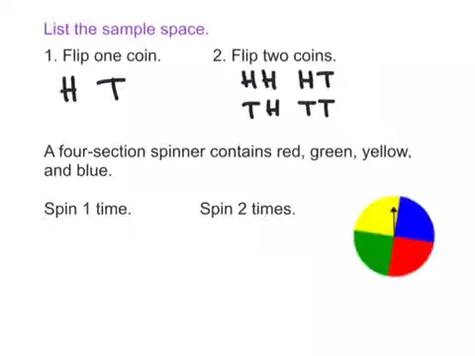A 4-section spinner contains red, green, yellow, and blue. What if we spun this spinner just one time? Well, the options are red, green, yellow, or blue. But if we spin it 2 times, our sample space is going to become much larger. Again, keeping organized when listing the sample space would be important.